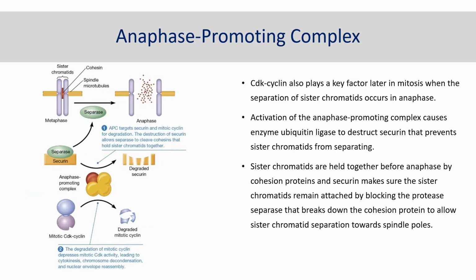So this is the anaphase promoting complex, and the CDK cyclin not only plays a role in the start of mitosis, but it also plays an important role later in mitosis when the separation of sister chromatids is required for anaphase. And so the APC, or the anaphase promoting complex, activates an enzyme, ubiquitin ligase, that breaks down securin, which is a protein that keeps sister chromatids from coming apart.